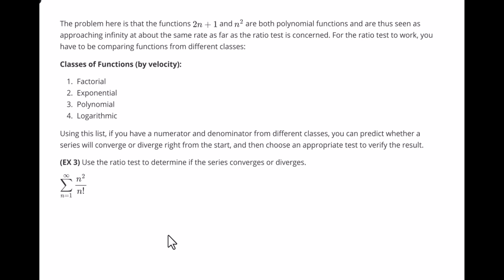So in order for the ratio test to work, you have to have functions that are growing very differently. So I rate the different functions by class, and I list them in terms of what I call velocity, but it's basically how quickly it's going to infinity. We have the factorial function, like n factorial, that's going to infinity the fastest of all the types of functions we've seen so far.